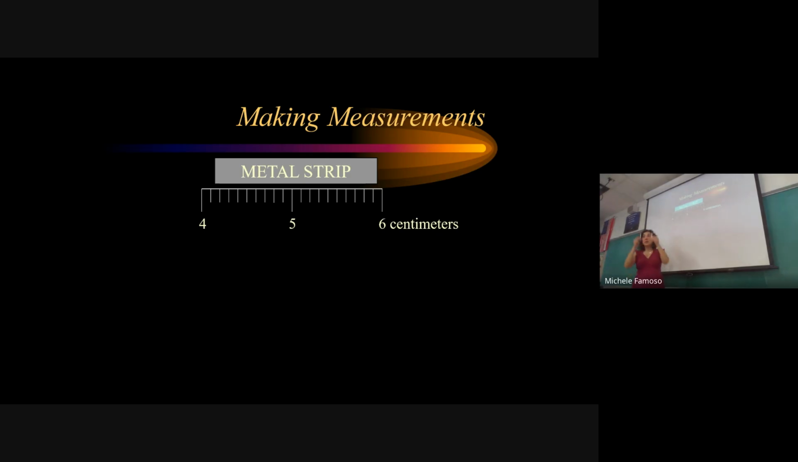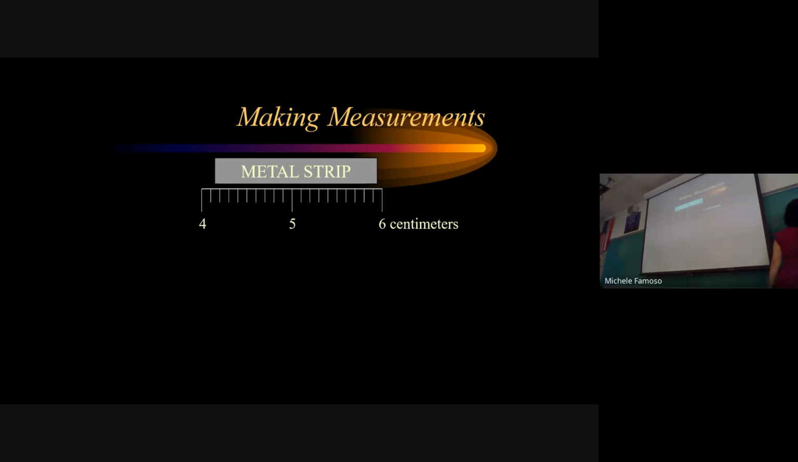Okay, now the 10th place digit, we count the little lines. 1, 2, 3, 4, 5, 6, 7, 8, 9. We're between the 9th and the 10th line. So what number am I going to put in the 10th place? A 9, because it didn't get to 10.